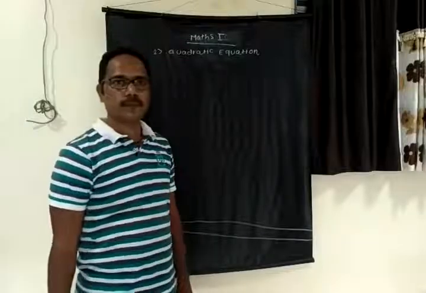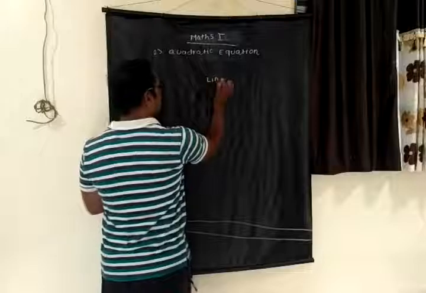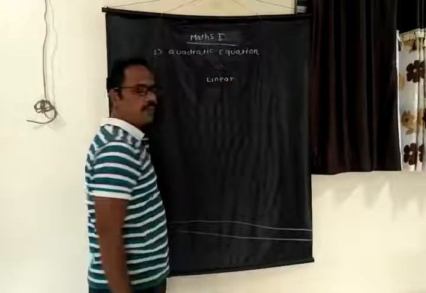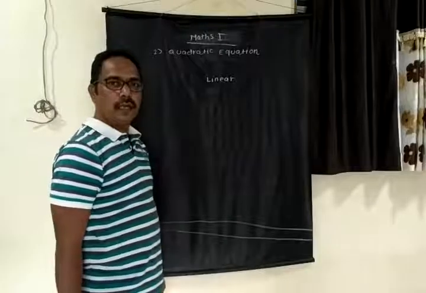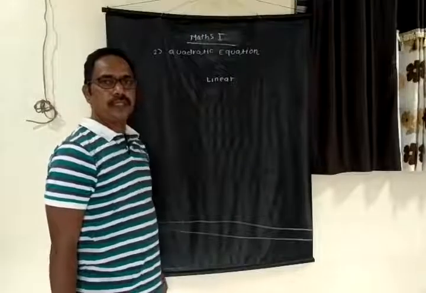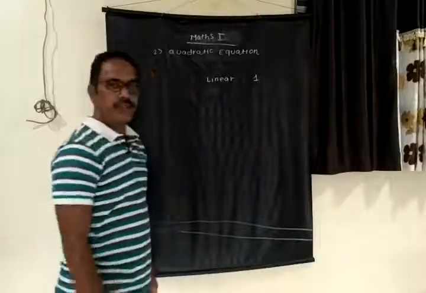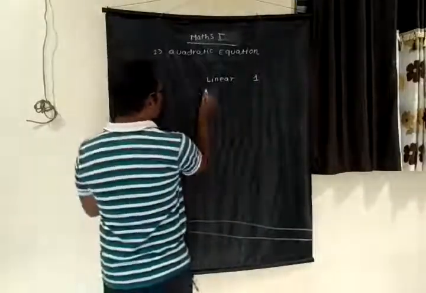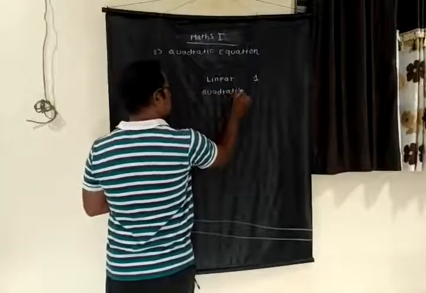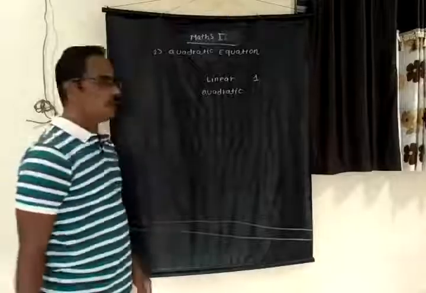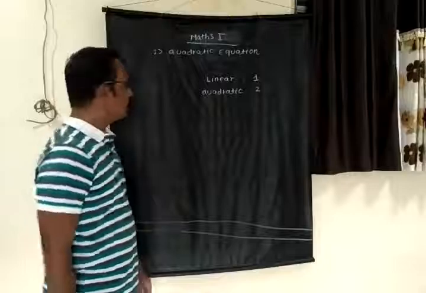There are various types of polynomials. Within that, the first one is linear polynomial. A linear polynomial having highest coefficient or highest index is 1. That means its degree is 1. Then quadratic polynomial. Quadratic polynomial having degree as 2.